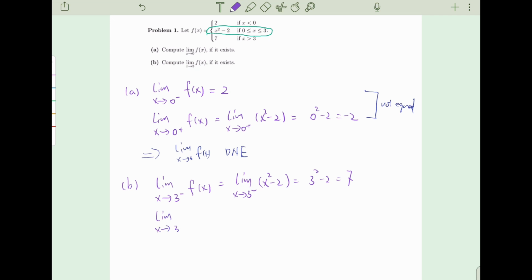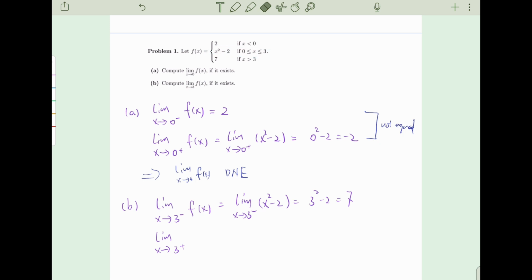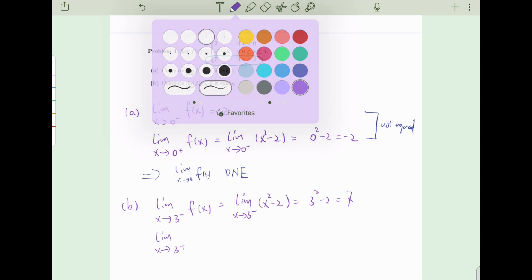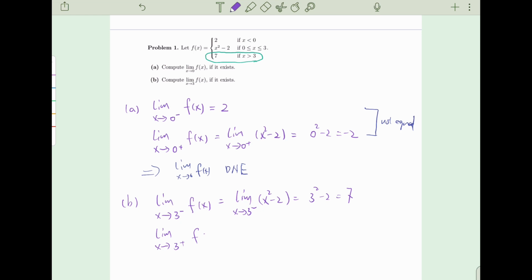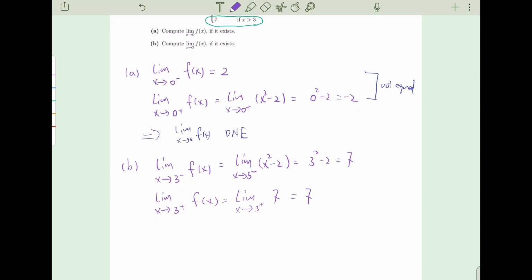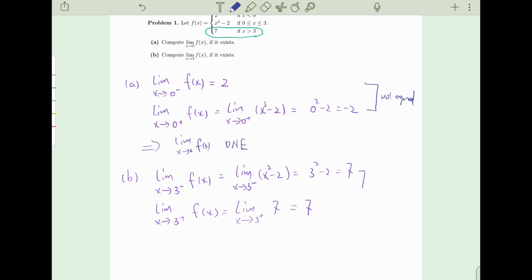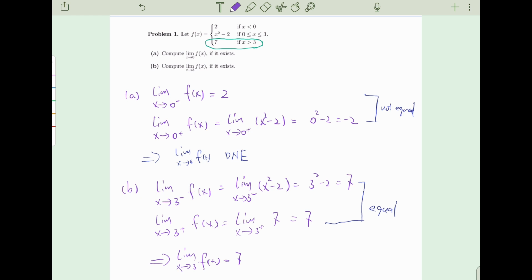And we're going to look at the right limit. We're going to use the expression for 3 plus, that means x is greater than 3. So we're taking this expression right now, and it says f of x is equal to 7. So it's just 7. Now we check these two limits. The limit from the left is equal to the limit from the right, and therefore we can conclude that the limit exists, and the value of the limit is 7. So very simple, you check the limits on both sides. That is how we solve problem 1.